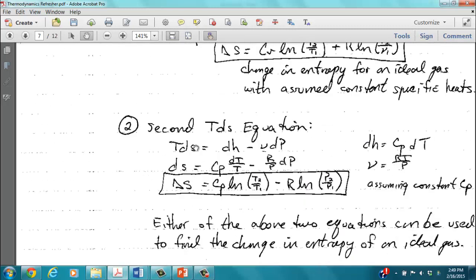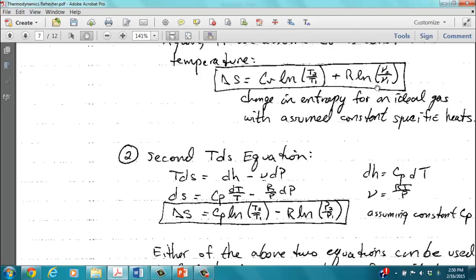If instead I start with the second TdS equation, which is T dS equal to dH minus V dP, I come up with a second change in entropy equation, which gives the same change in entropy of the ideal gas but allows me to calculate it slightly differently. In other words, the second TdS equation allows me to calculate the change in entropy as delta S equal to Cp ln T2 over T1 minus R ln P2 over P1. The choice of which equation we use depends on what information we have. If we know the pressures at the two states, then we would use this change in entropy equation. If we know the volumes between the two states, then we would use this delta S equation.